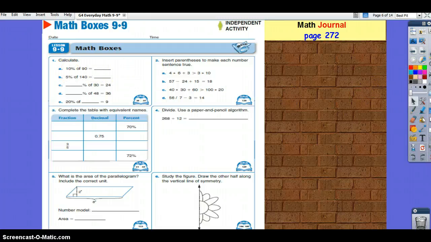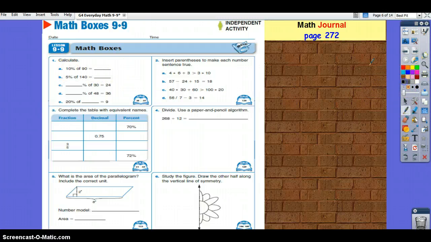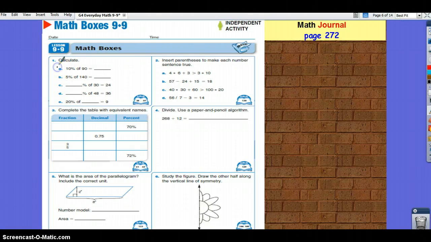Remember, of means multiply, so you're going to do 10%, which is actually 0.10 times 90, of means multiply 90. And your first one, well, we know 10% of 90 would be 9. Go ahead and finish the rest of the page. Remember, if you need a little assistance, you can go into your SRB.